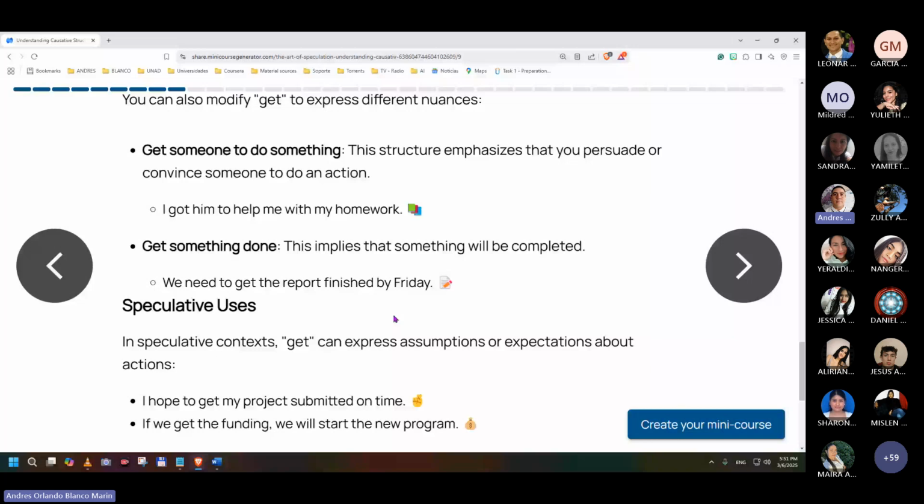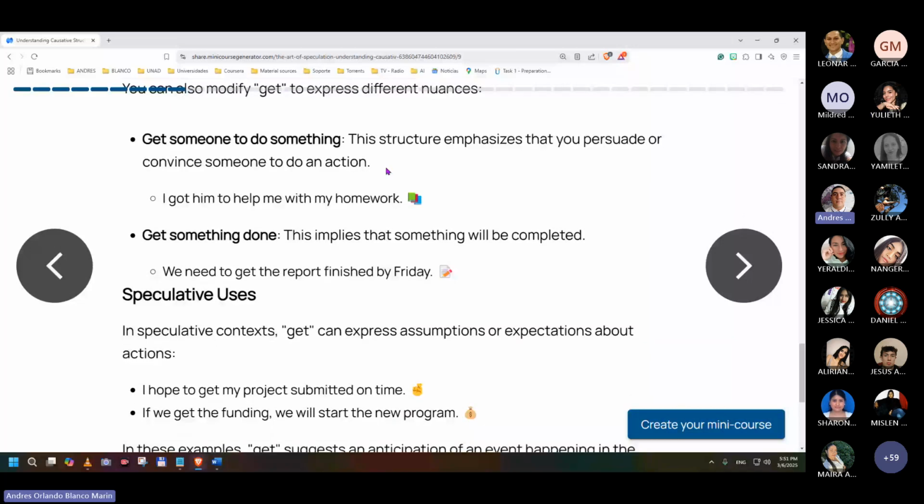So we can get someone to do something. This structure emphasizes that you persuade or convince someone to do an action. I got him to help me with my homework. That means that I have homework. Maybe I don't understand the homework and my friend is very good at mathematics, so I'm going to convince him to help me. So in the end, he's going to do the homework for me. This implies that the task will be completed with the help of someone else.